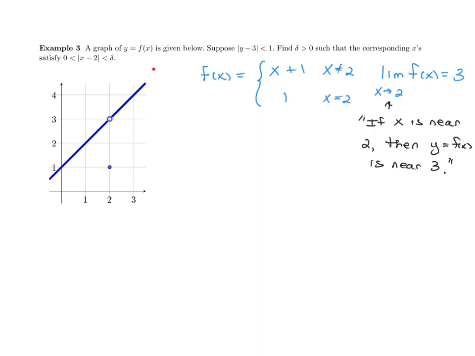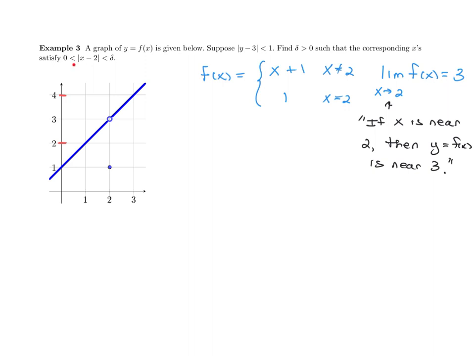So example 3 says, we have this graph of f below. Suppose the absolute value of y minus 3 is less than 1. Can we find a delta greater than 0 such that the corresponding x's satisfy this inequality? There's a lot happening in that statement. I'll try to describe it on this graph. First, we're making this assumption. This has to be given information. You have to know how far you are from some given limit. So in this case, we're saying 1. If I mark that over here, the middle is 3, and we're allowed to go a distance up to 1 away. That's up to 4 and down to 2.